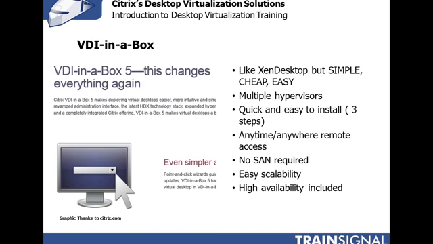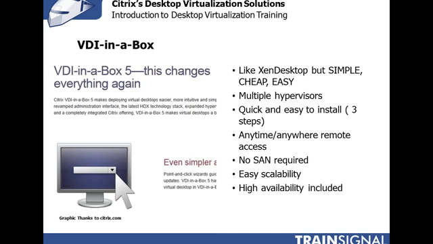So VDI in a Box does support multiple hypervisors. It's quick and easy to install. They claim you can install it in 3 steps. It provides anytime, anywhere remote access. No storage area network is required to use VDI in a Box. The scalability is super easy. Basically, you add another physical server, install the VDI in a Box virtual machine on it. It joins up the VDI infrastructure, and there you go. End users start connecting to it. It's super simple to use, and high availability is even included with the base functionality of VDI in a Box.